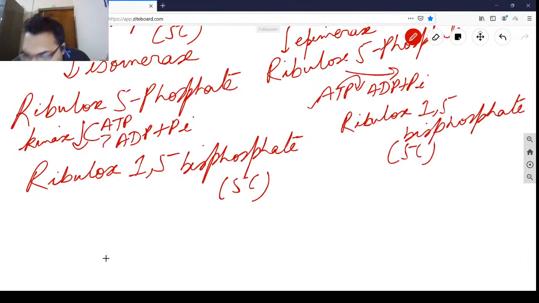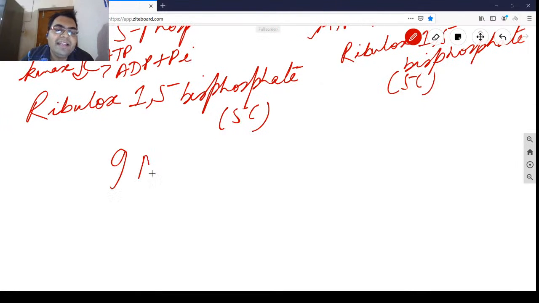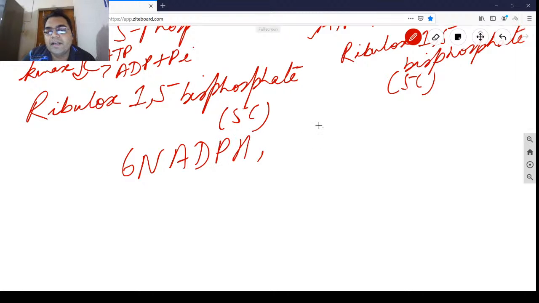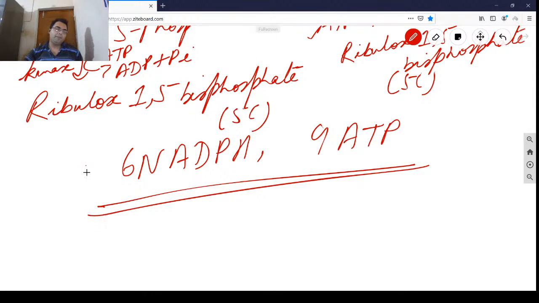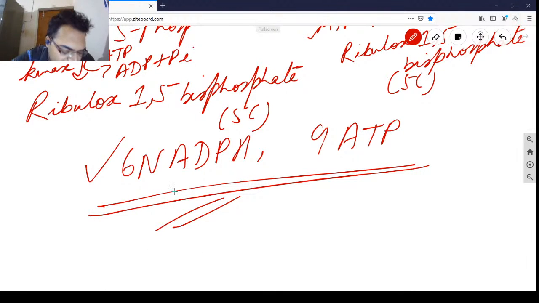So what you have is usage of 6 NADPH and 9 ATP for this 3 plus 3 reaction. Okay, that is a proper neat question. Always remember this. That is how you are able to regenerate the 3 RuBP and also go for the subsequent formation of sucrose and starch as well. So this is how things happen.